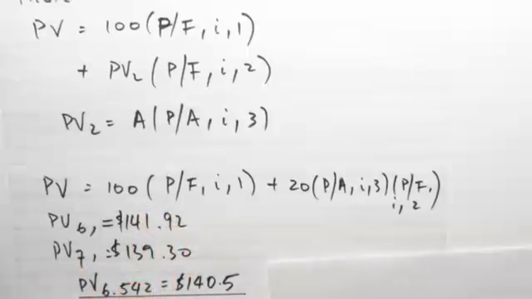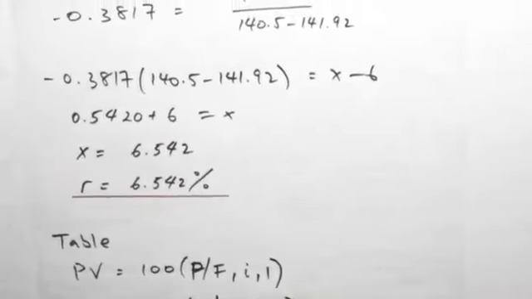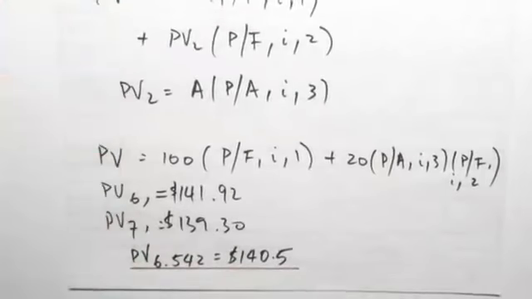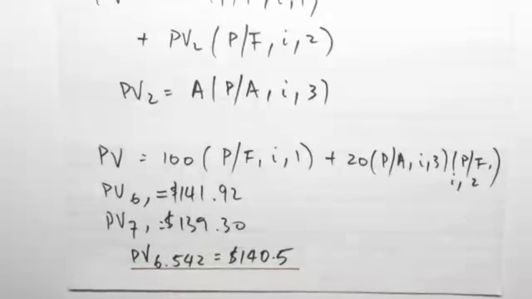And then all we have to do now is linear interpolate, just like I have shown, and we will work out the interest rate to be 6.542, as we previously got.